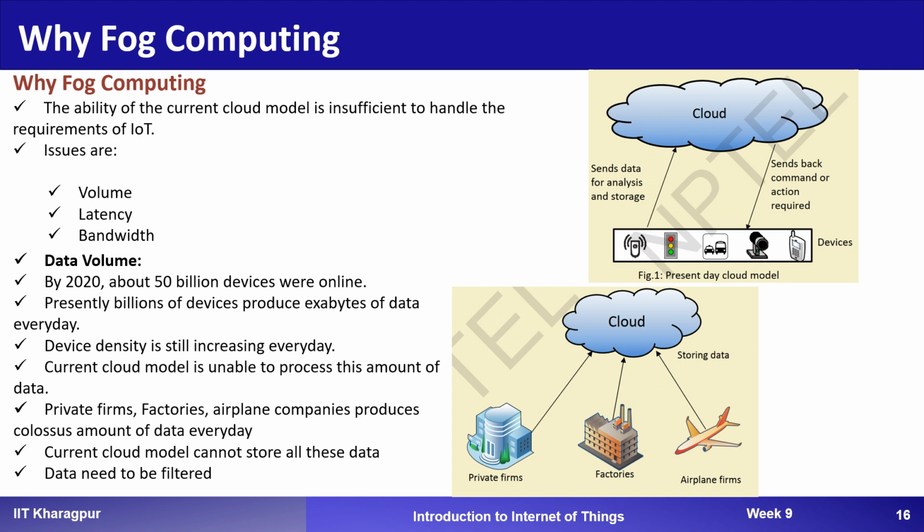The first one is data volume. As I have already discussed, the amount of data produced by your IoT devices is large, and the density of the devices that we are using is increasing day by day. The current cloud model that is not using fog computing is unable to process this amount of data in real time. These private firms, factories, and airplane companies produce a large amount of data every day, and the current cloud model cannot store all this data, and that data needs to be filtered at the cloud end.